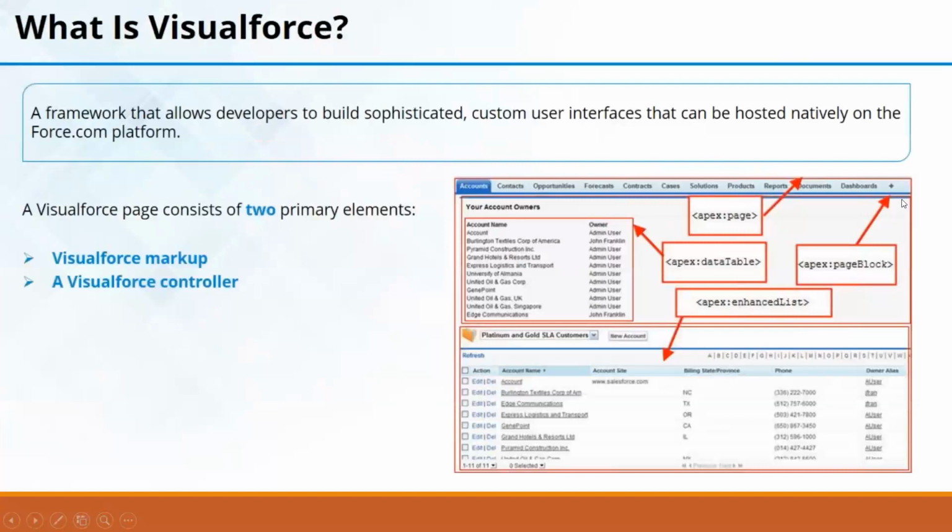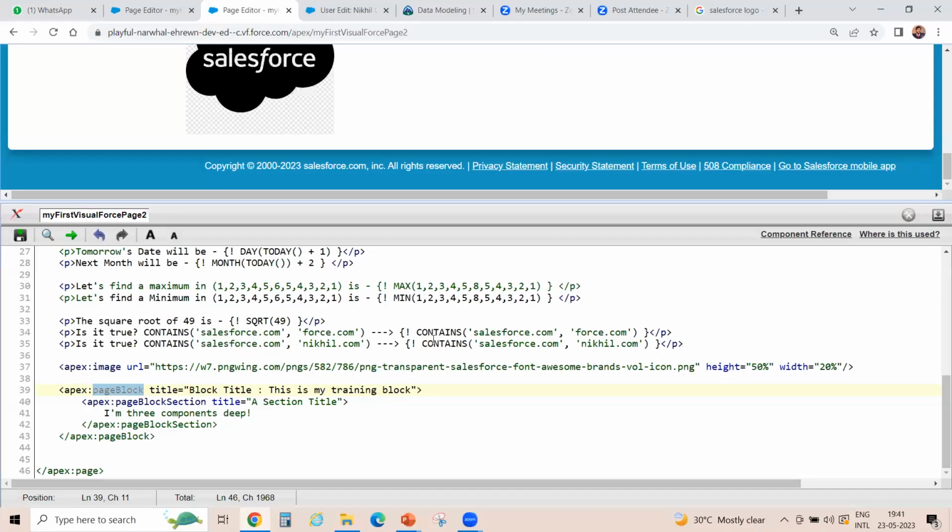So what is it exactly? It is giving you a page block section. Inside that you can put anything. You can put any data table, any list, whatever you want. This is also a page block. So it's a way of creating a block for you. For this I created a normal block.